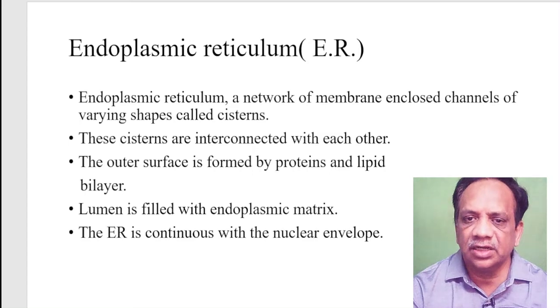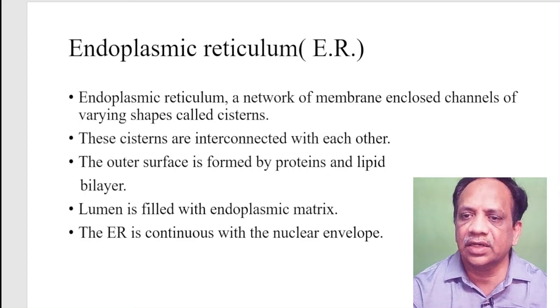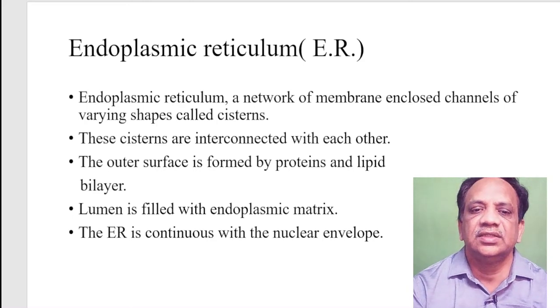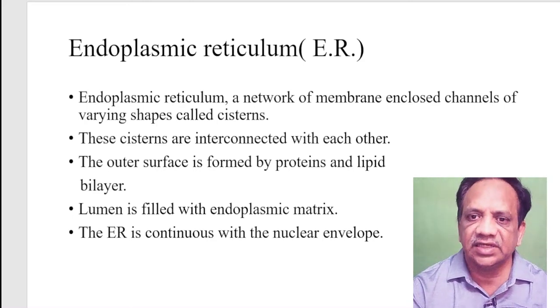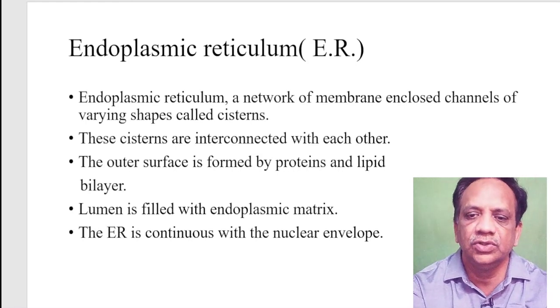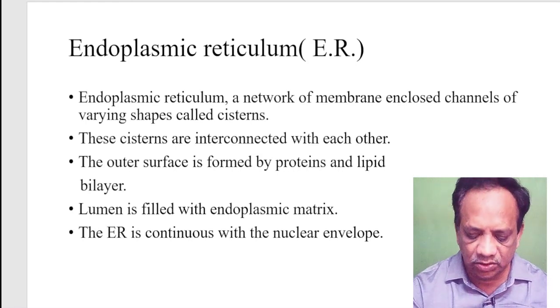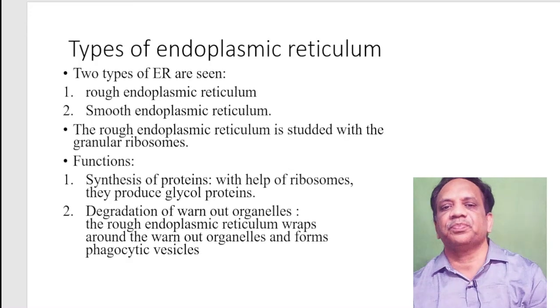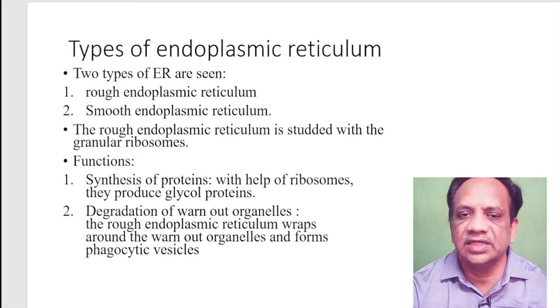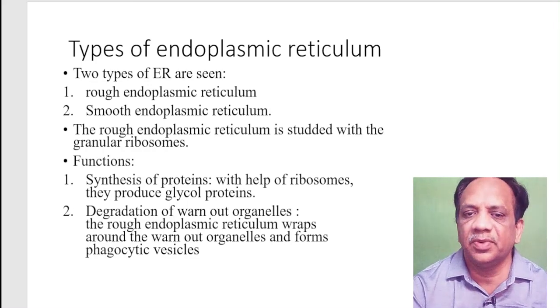The endoplasmic reticulum is a network of membrane-enclosed channels of varying shapes. Those are called cisternae. These cisternae are interconnected with each other, and the outer surface is formed by proteins and lipid bilayer. The lumen is filled with the endoplasmic matrix, and this endoplasmic reticulum is continuous with the nuclear envelope. It is present very close to the nucleus, and you can see the types of endoplasmic reticulum. There are two types: rough endoplasmic reticulum and smooth endoplasmic reticulum.